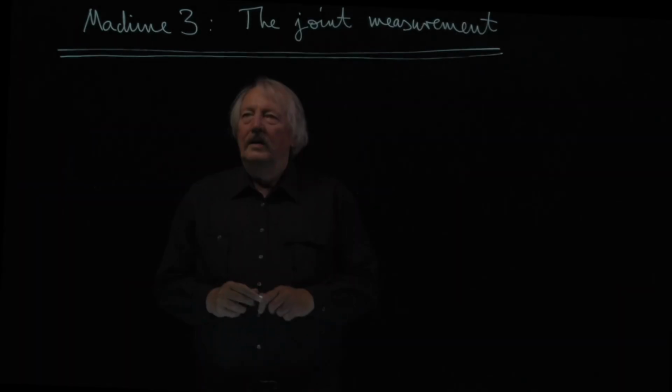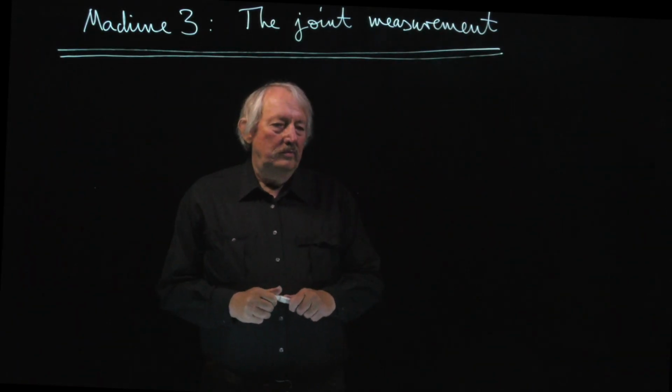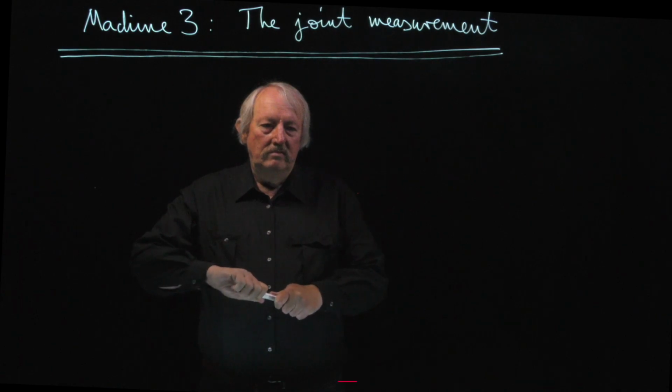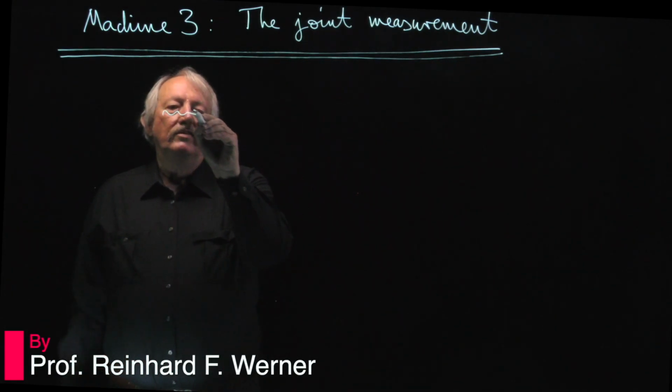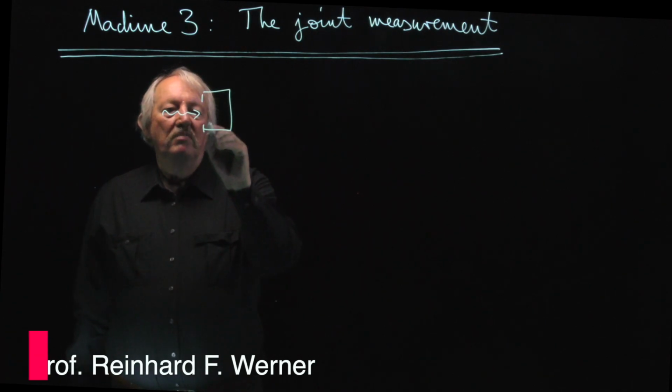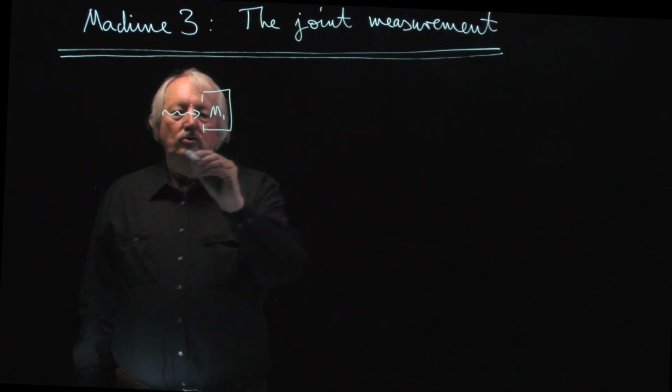Okay, thank you. So here's the next impossible machine. I call it the joint measurement. Right? And the task in this case is that I have two measuring devices. Right? So let's call them, let's say M1 and M2.